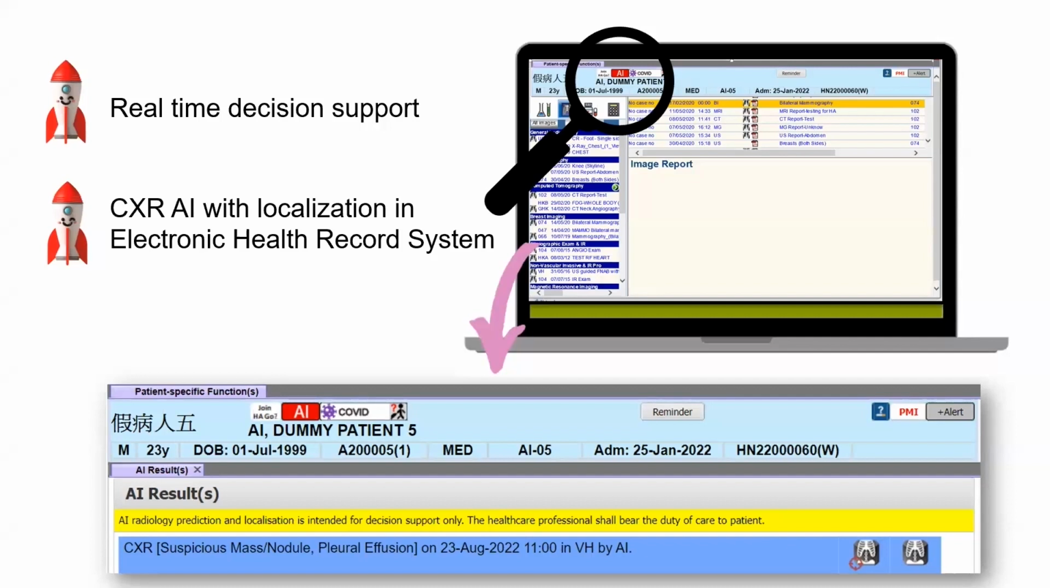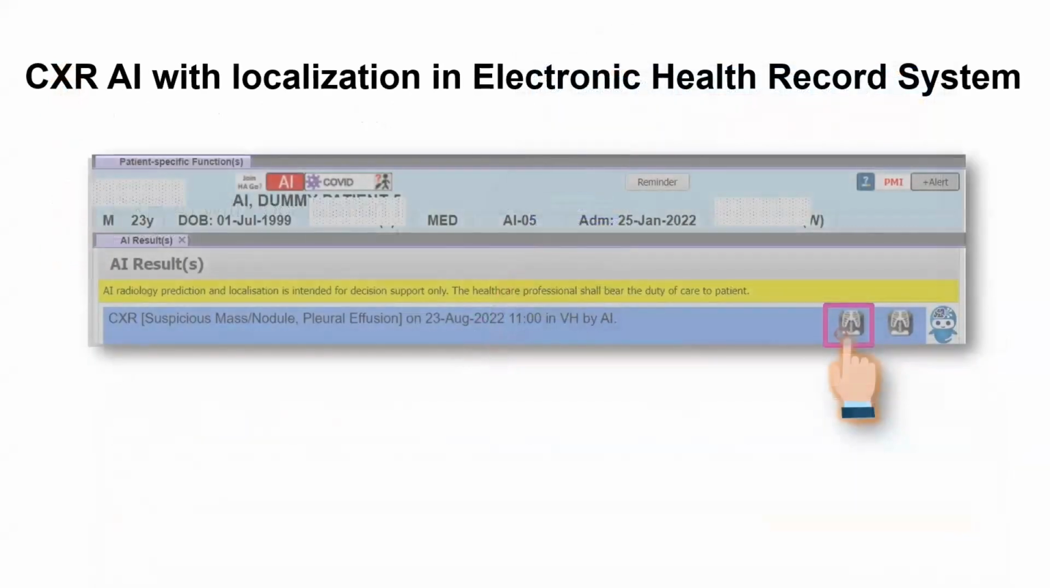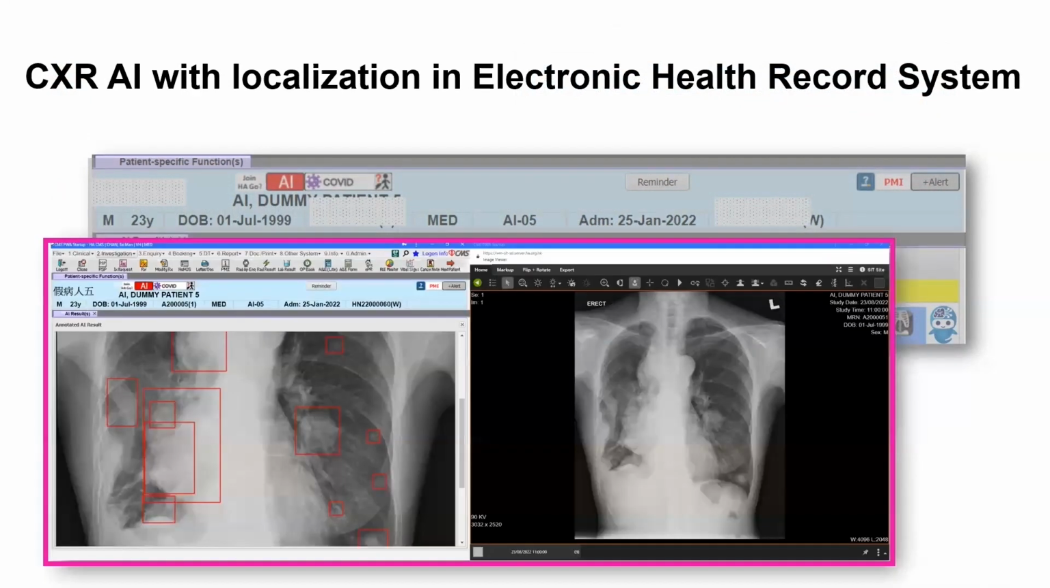When a doctor encounters the patient during patient care, they will notice a red indicator, and if they click the AI indicator, they will quickly see the suspicious AI detection in front of them. They can directly view the image with the localization as well as the original image on top of the clinical management system. We hope they can make prompt management decisions upon seeing the AI results.